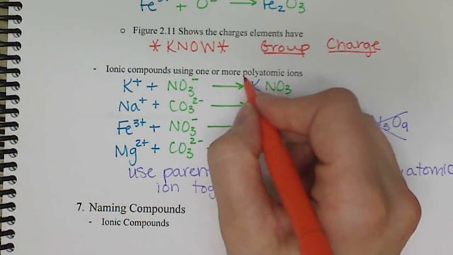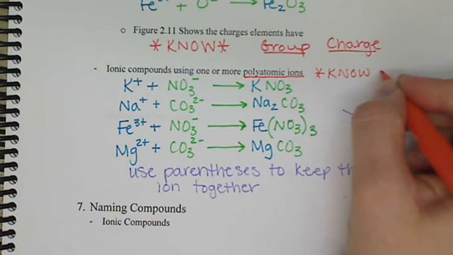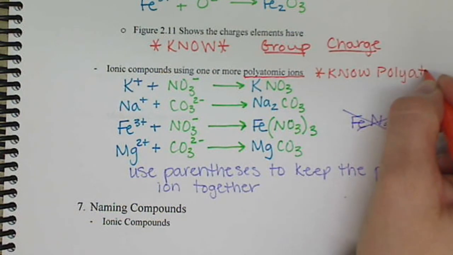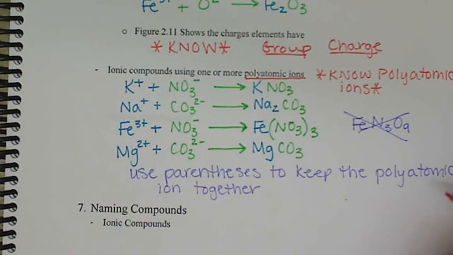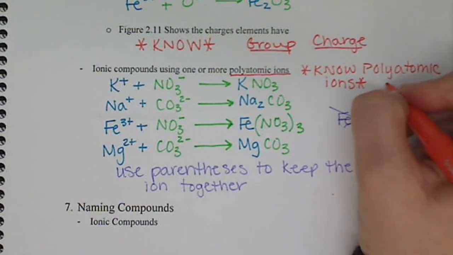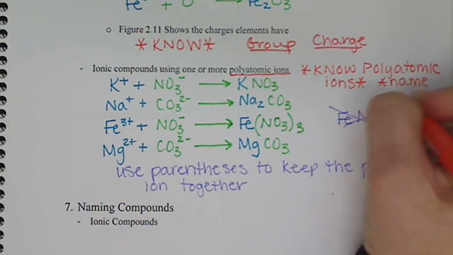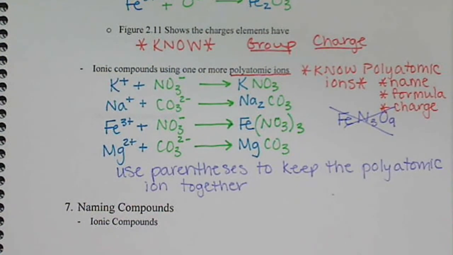And as a reminder for our polyatomic ions, you need to know all of your polyatomic ions. In particular, you need to know all of them that are on your pre-lecture worksheet for Chapter 2, that second page. You need to know the name, the formula, and the charge. So that pre-lecture worksheet was designed to help you start memorizing those.